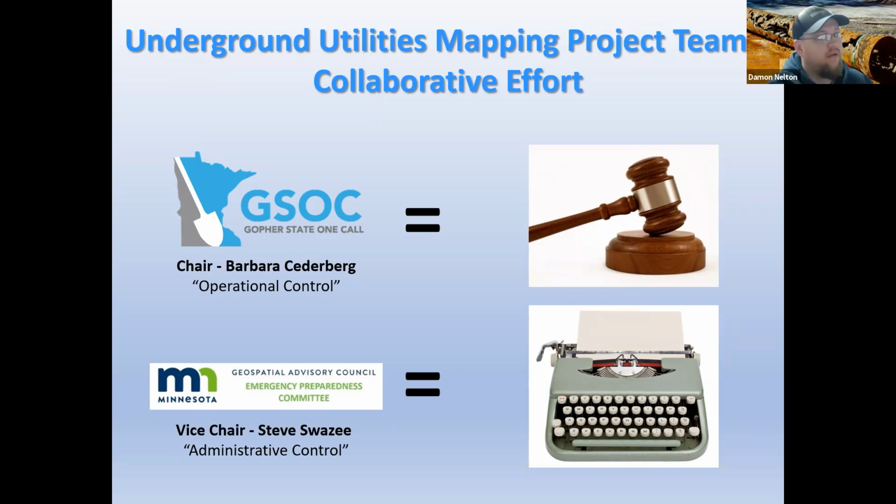Structurally, Barb from Gopher State One Call maintains operational control, provides the direction and overall guidance to the project team. Naturally, she's able to bring the utility sector to the table. As chair of the Emergency Preparedness Committee of the Minnesota Geospatial Advisory Council, Steve provides an administrative home front and support effort, a neutral party to the process that might otherwise be overtaken by product sales and interest. Binding us together is a mutual interest in safety and improving the operation of Minnesota government.